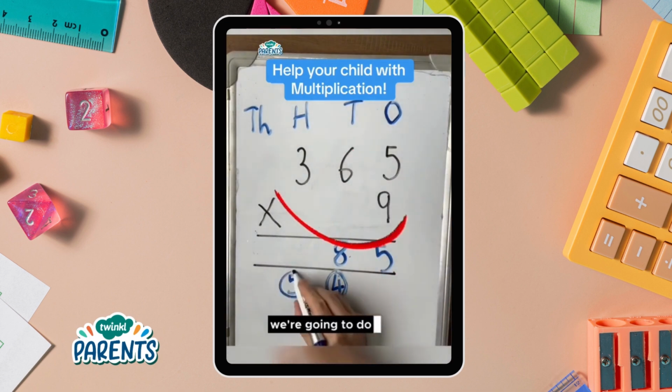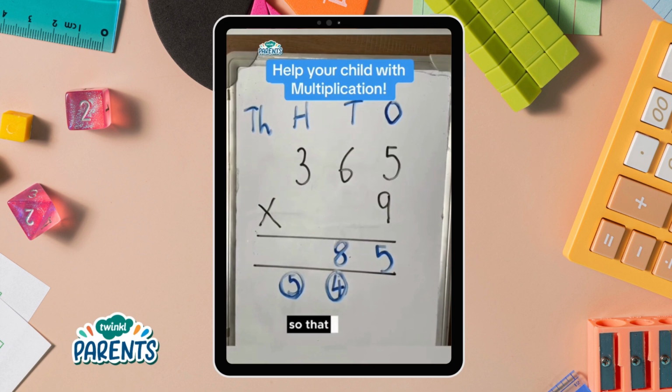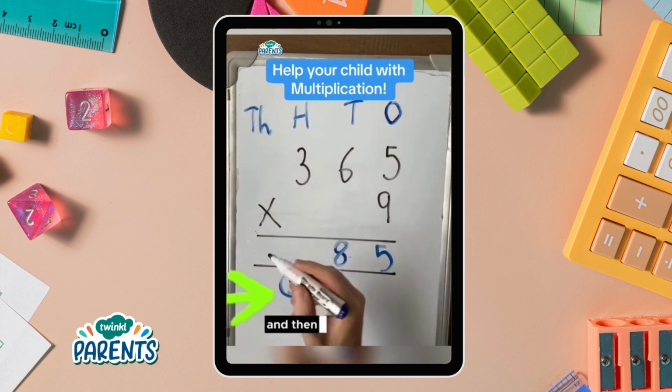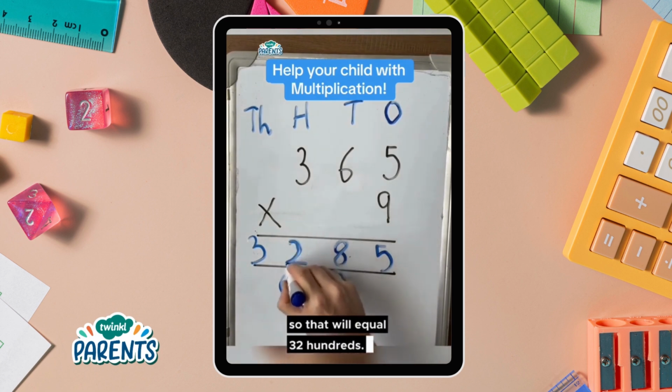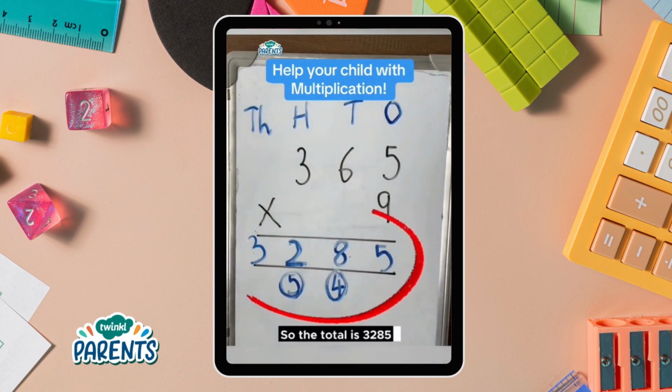And finally, we're going to do 3 hundreds times 9, so that will equal 27 hundreds. And then we're going to add the 5 hundreds, so that will equal 32 hundreds. So the total is 3,285.